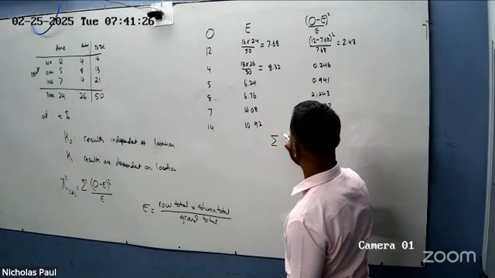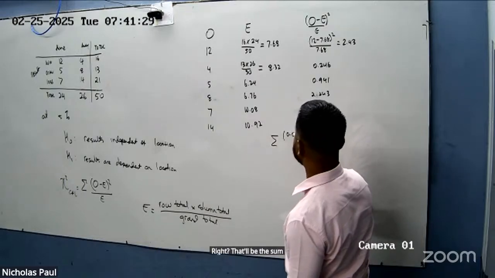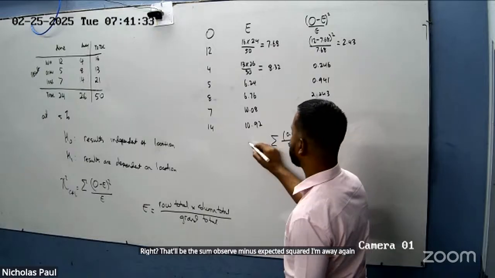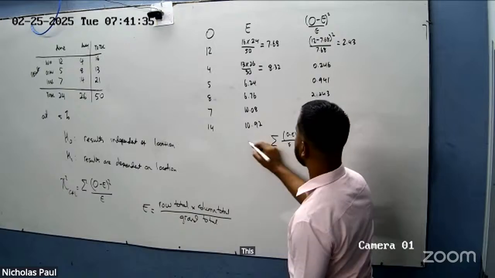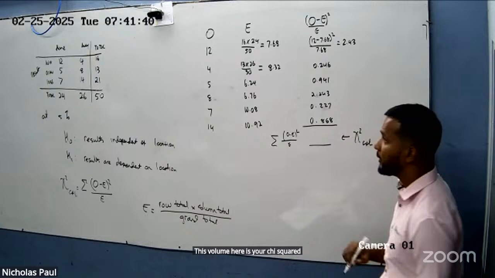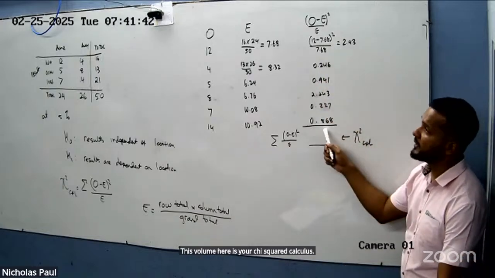That will be the sum of observed minus expected squared. Tell me what you get. This value here is your chi-squared calculated.